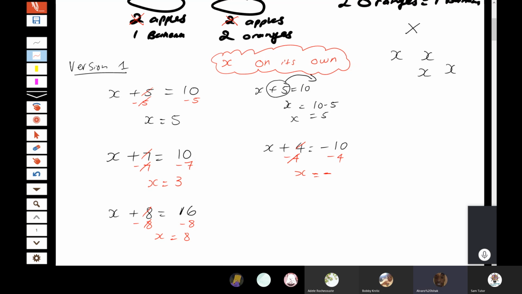Negative 14. Correct. Negative 10, I didn't see the negative. It's okay. Let me just draw it up for everyone. If we're at negative 10, we're here. If we're taking away 4, negative 11, 12, 13, that gives you negative 14. So be careful with that.